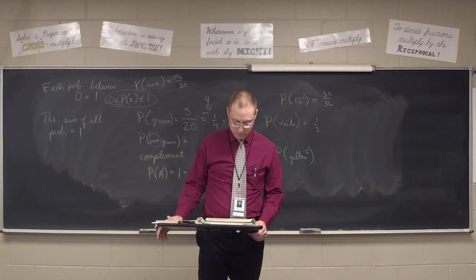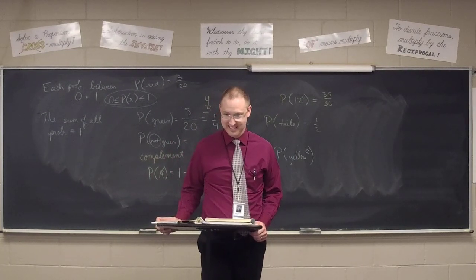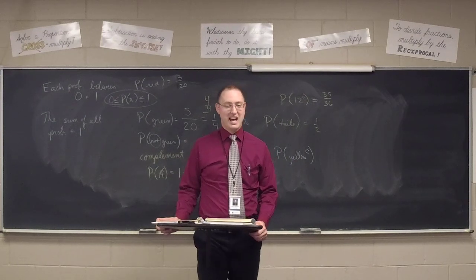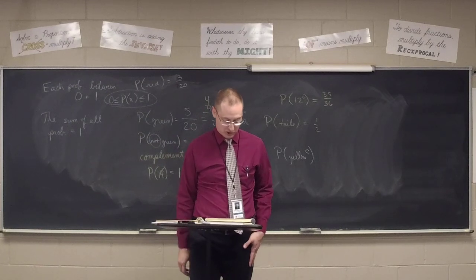Number 18, the probability of the basketball team losing their next game is negative 0.24. You can't have negatives. You can't have a value lower than 0. The lowest chance of losing would be 0%.